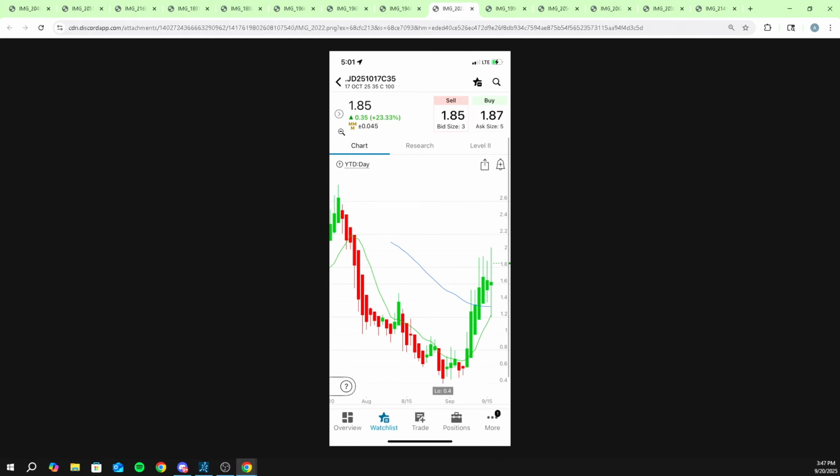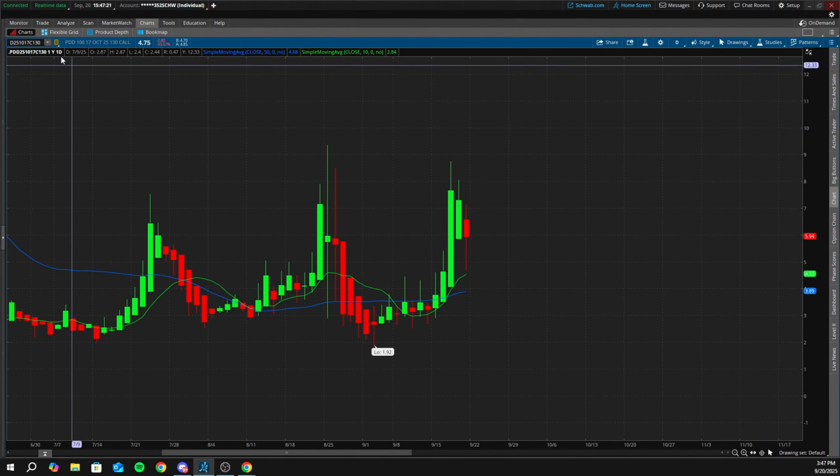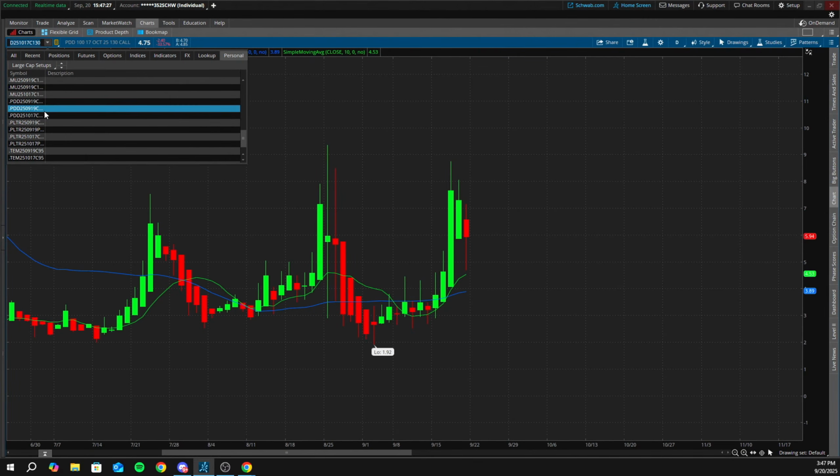JD, been talking about this one for a while. Posted this one in the free Discord as well. It's taking its time. Again, you need some time on the contracts you're trading when it comes to the monthlies. So the 10 SMA is going above the 50 here on JD. It looks really good, and I'll pull up the chart right now to show what it currently looks like. But I was up like 40% on Friday on this trade.